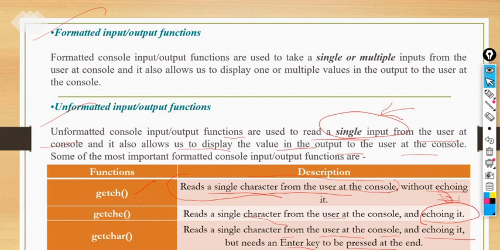I hope it is clear. In getch, a single character that is pressed by the user will be read, and there will not be any echo after pressing the key. In getche, it also reads a single character, but it will echo. In getchar, it will also read a single character entered by the user, and echo will be there, but at the end you need to press the enter key. So that is the difference between all three functions.